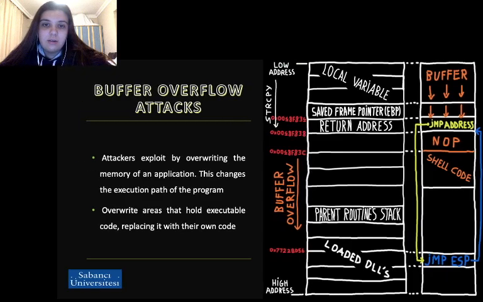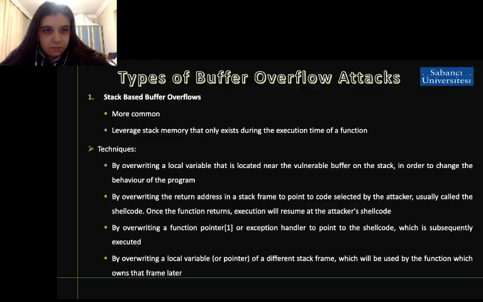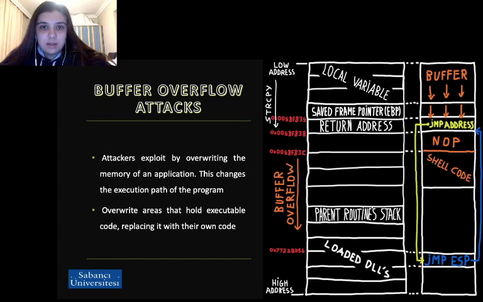Okay, now let's talk about our main topic, buffer overflow attacks. Attackers exploit buffer overflow issues by overwriting the memory of an application. This changes the execution path of the program, triggering a response that damages files or exposes private information. For example, an attacker may introduce extra code, sending new instructions to the application to gain access to IT systems.